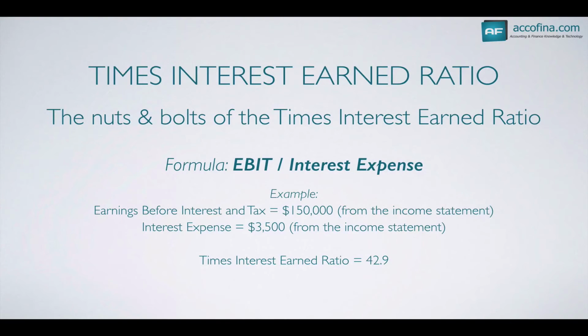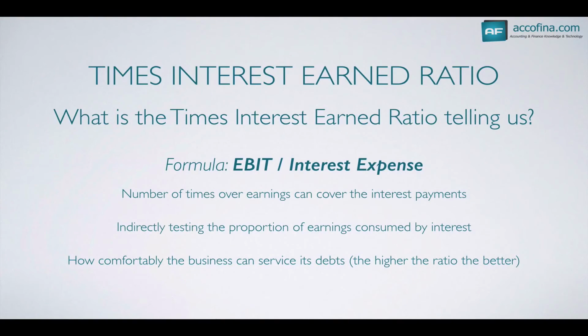So while the debt ratio drew data from the balance sheet, the times interest earn ratio draws data from the income statement. And if we divide EBIT by interest expense, we have a times interest earn ratio of 42.9. So what is this 42.9 number telling us? Well, in short, it's just the number of times over earnings can cover the interest payments. So earnings can cover the interest payments 42.9 times over.